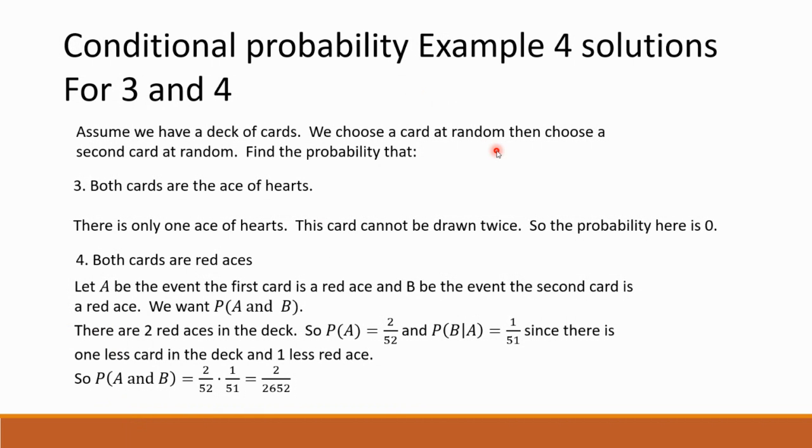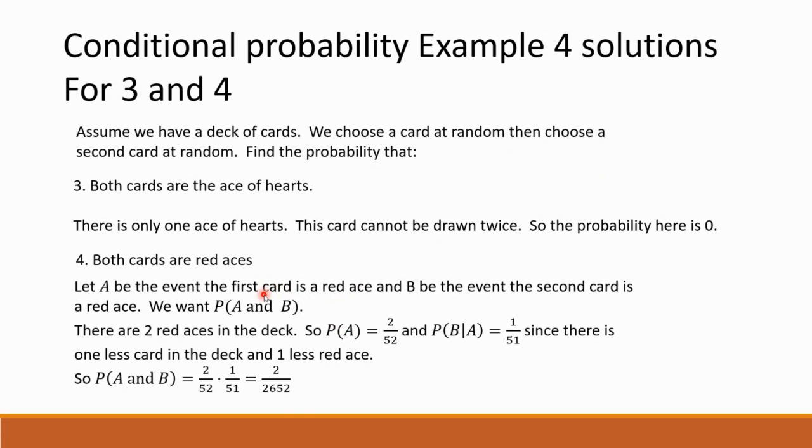What about part 4? Although I guess the answer is there, so let's just go through it. So that they're both red aces. Well, let A be the event that the first card is a red ace. Keep in mind, the red cards are from the suit of hearts or diamonds. That's what they mean by a red ace. I'm sorry if I didn't make that clear first, although I think I might have said that before.